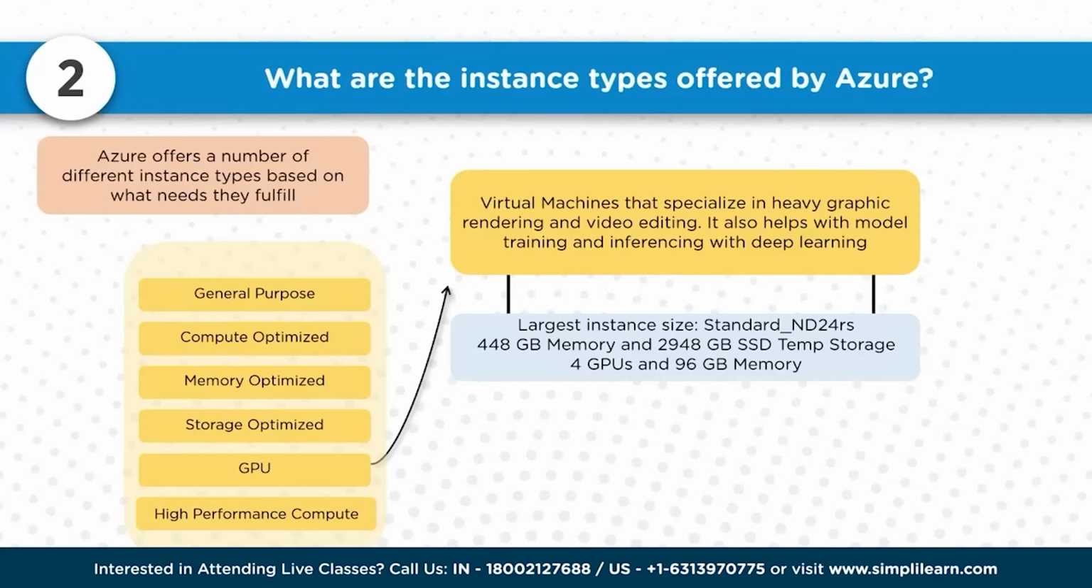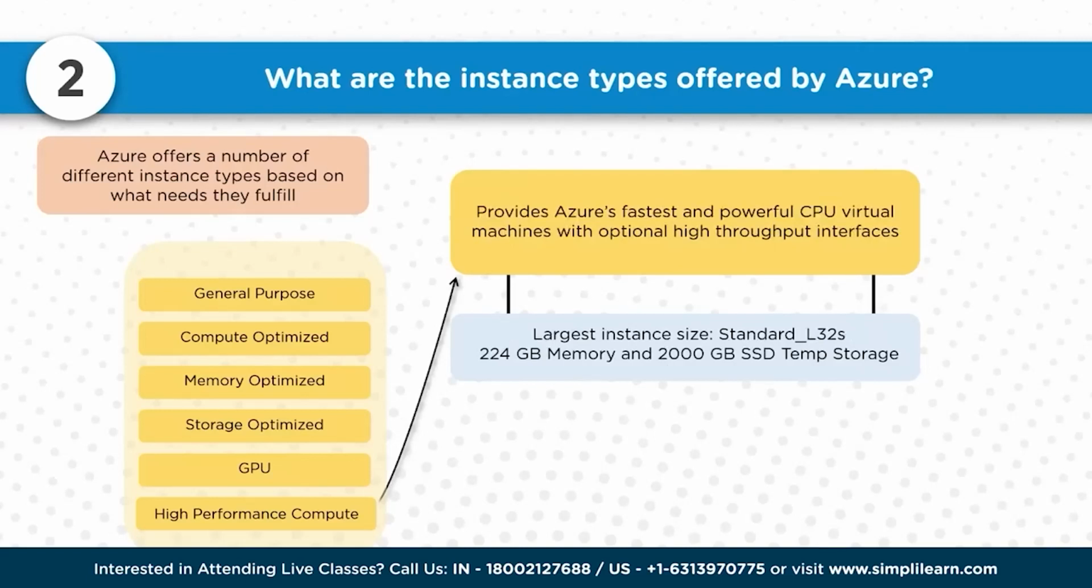It also helps with model training and inferencing, with the standard ND24RS, which has 448 gigabit of memory and 2948 gigabit of temporary storage.